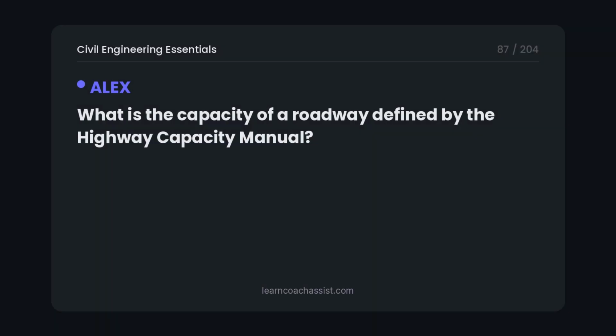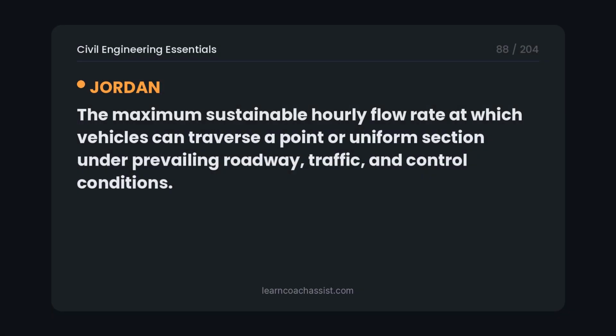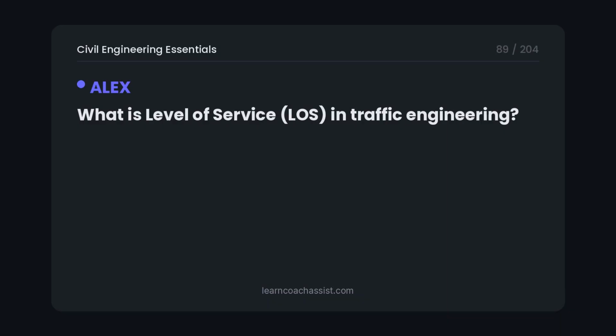What is the capacity of a roadway as defined by the Highway Capacity Manual? The maximum sustainable hourly flow rate at which vehicles can traverse a point or uniform section under prevailing roadway, traffic, and control conditions.